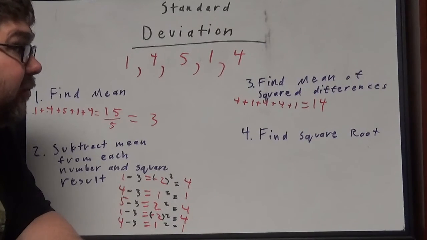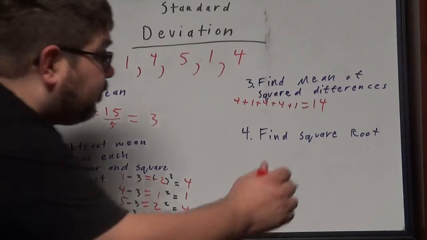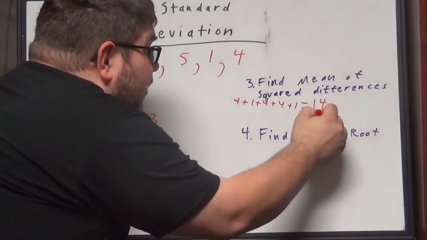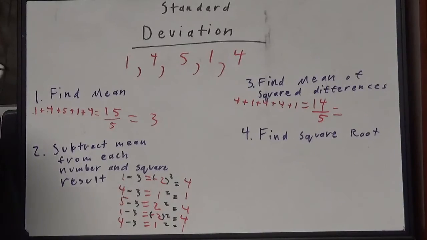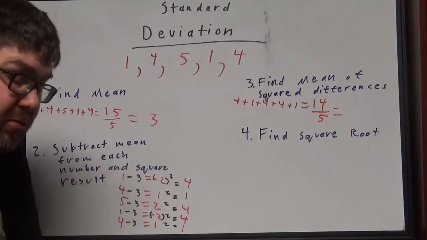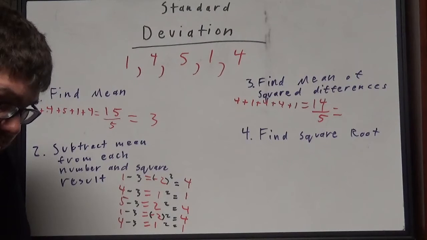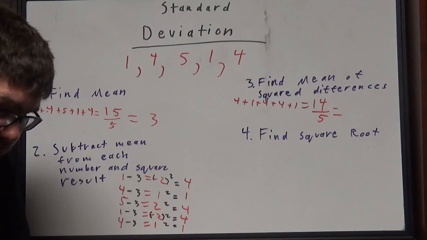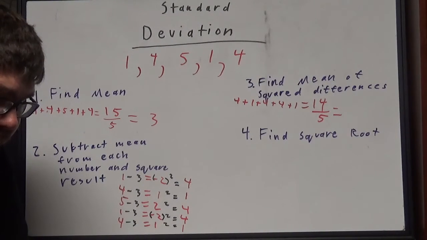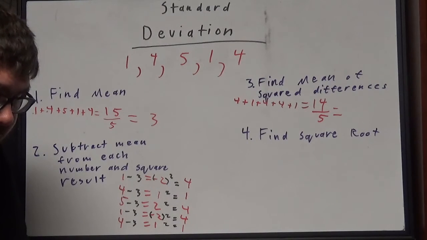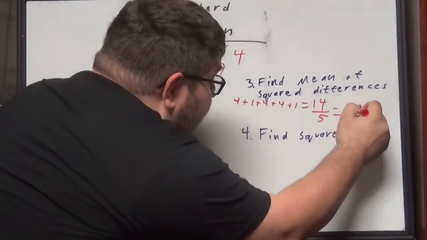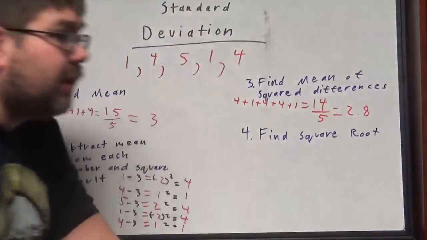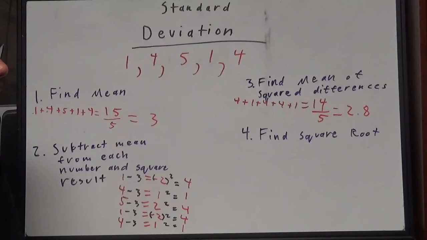Now I've got to divide that by 3. I mean by 5, I misspoke. I had 5 numbers. I'm going to do 14 divided by 5. I don't have a calculator, but I do have my phone to use as a calculator. I'm going to do 14 divided by 5 equals 2.8. And I have 2.8. Now you notice I'm still not done.